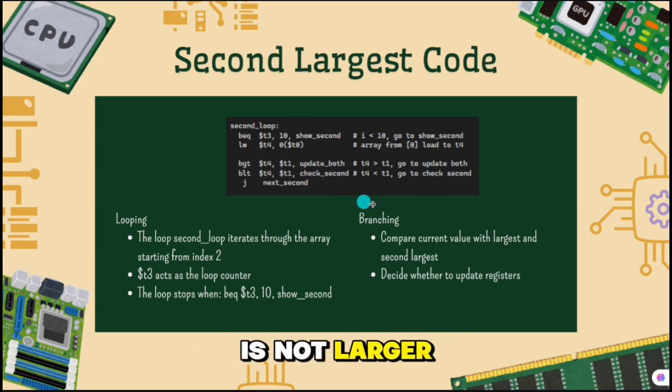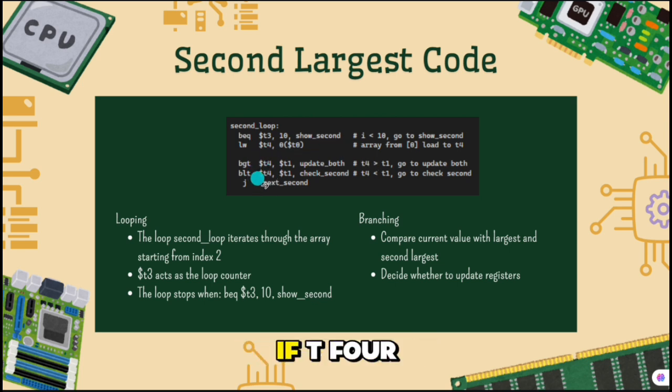If the value is not larger than the largest, which means T4 is not larger than T1, the program goes to the next instruction, which is BLT, branch if less than. Is T4 less than T1? It will go to check whether it is less than the largest, so it can be compared with the second largest. So first it will see if T4 is larger than T1.